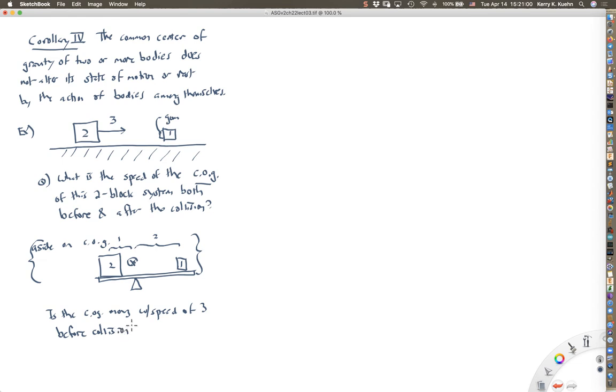Many people think this. And the answer is no, it is not. It's going to be moving slower than a speed of 3. How do we know that? Well, think about it for a moment.